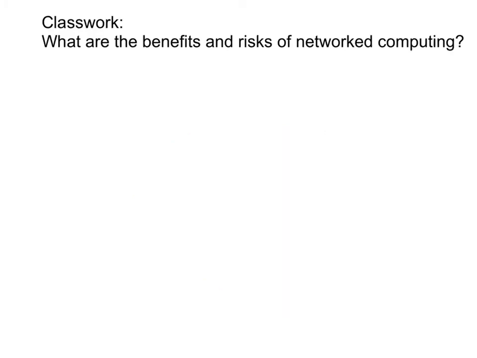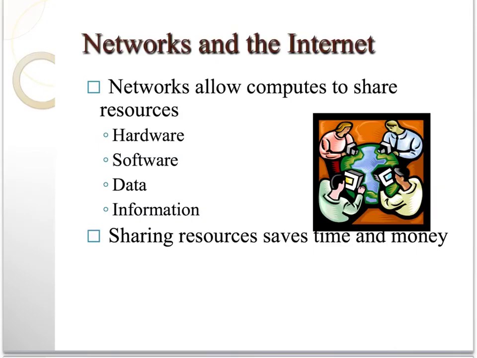Take a moment to identify the benefits and the risks of networked computing. Some examples are in lesson 25 in your book. One benefit of having a network is that it allows computers to share information because they're all connected. They can use each other's hardware, they can share software, they can send data back and forth, and essentially information. And when you're able to share things, that saves a lot of time and a lot of money.